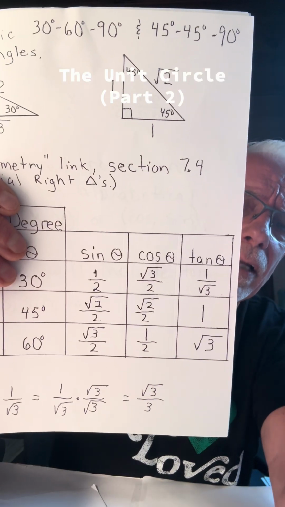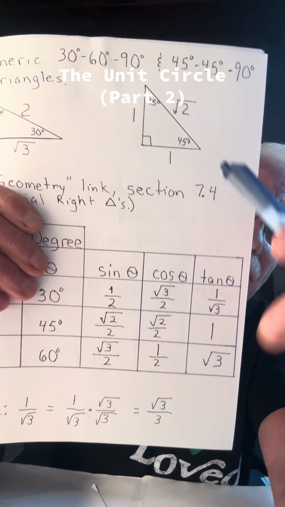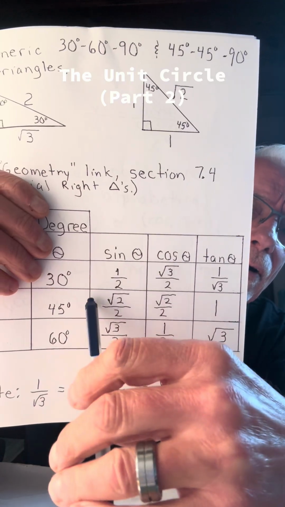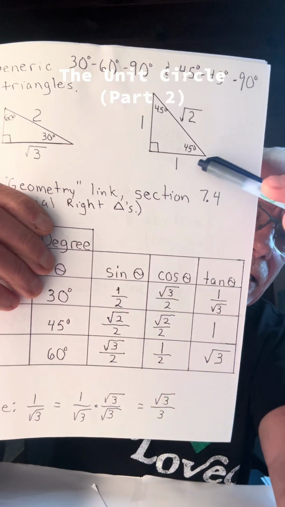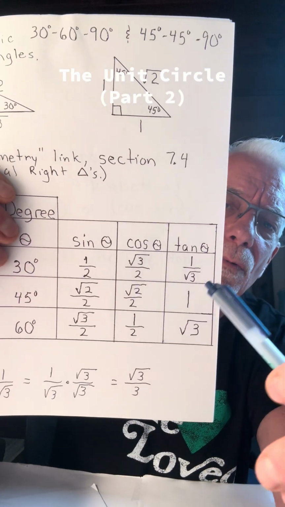And then the cosine of this angle is adjacent over hypotenuse. So the cosine and sine are the same right there. And then the tangent of this angle is opposite over adjacent. 1 over 1 is just 1.